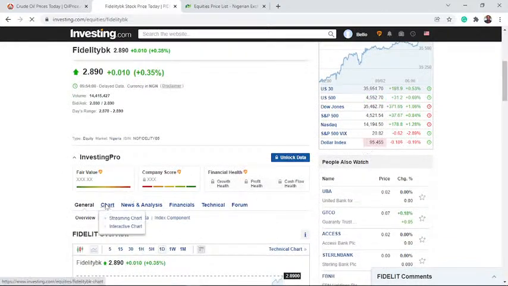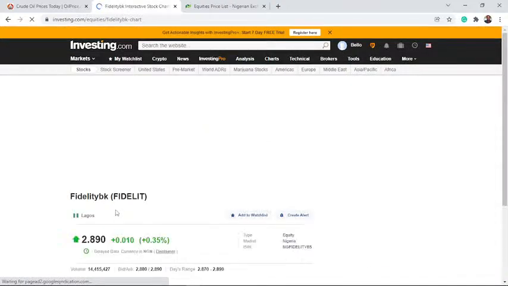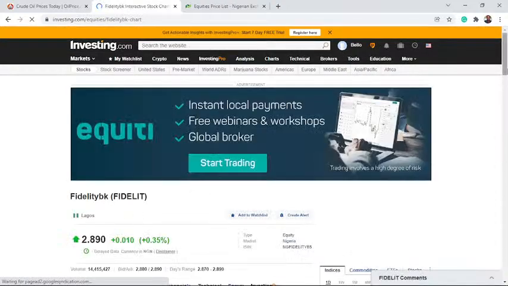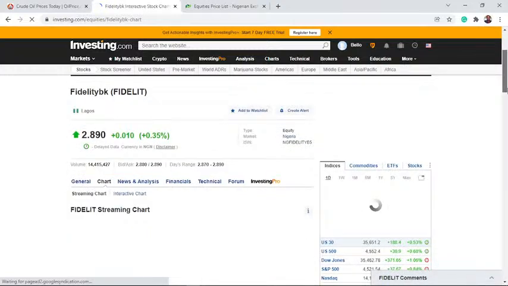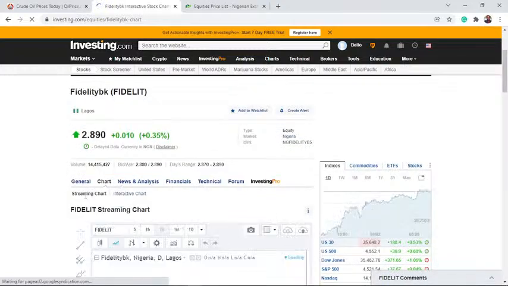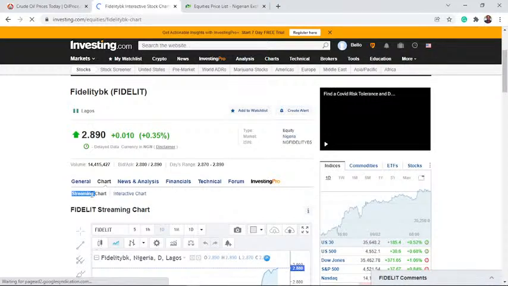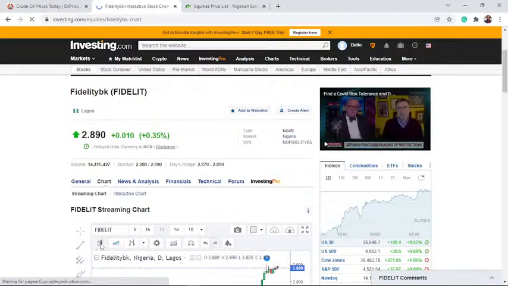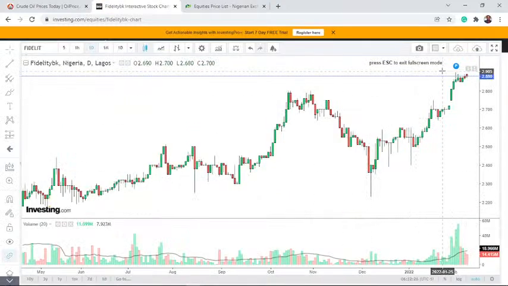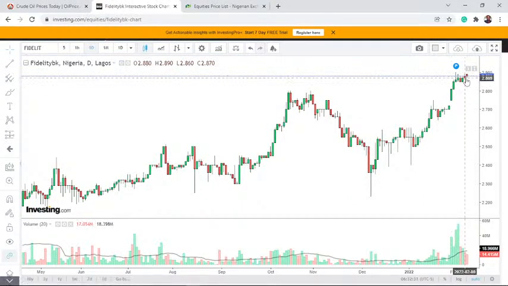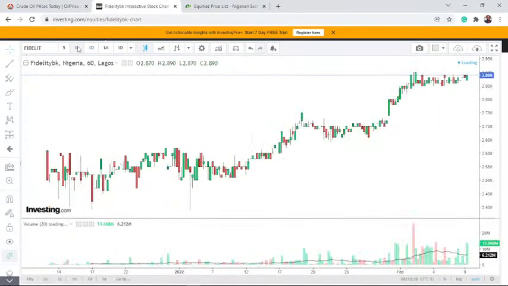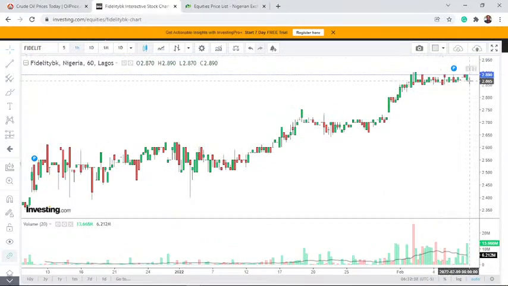Fidelity is already in green today, at about 0.35. For me, it's not a bad one. It's a good one for Fidelity. You can see Fidelity on a daily time frame, still looking up. Let's just look at the 1 hour chart of Fidelity to see where it's going. If it's gaining, you can see that Fidelity is on a green chart.